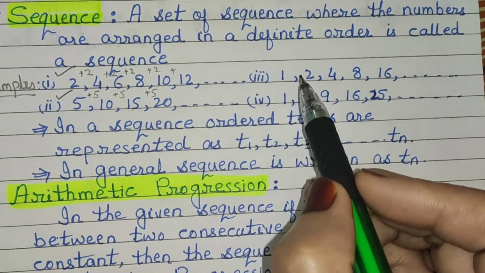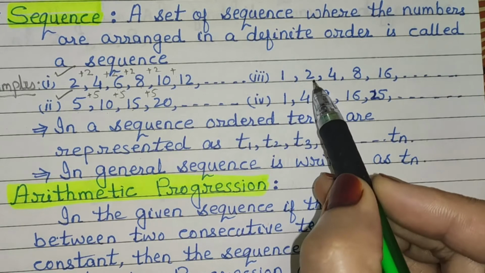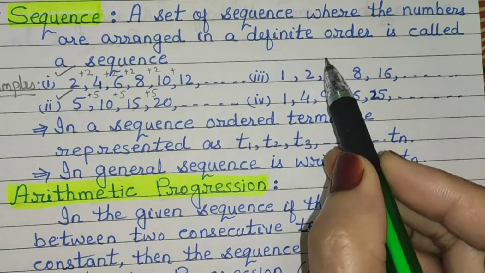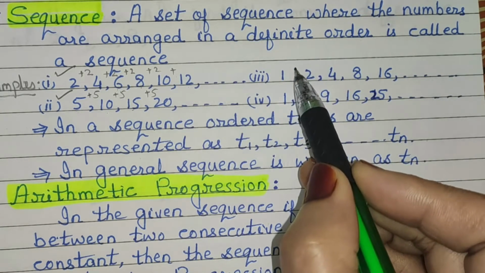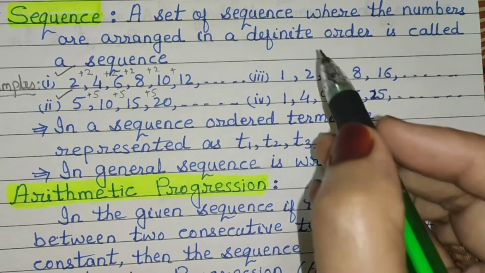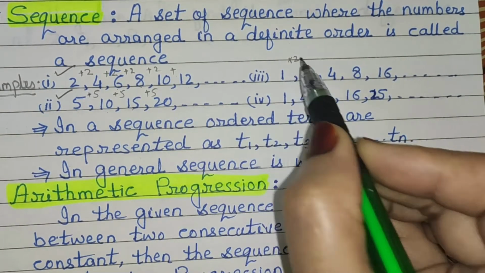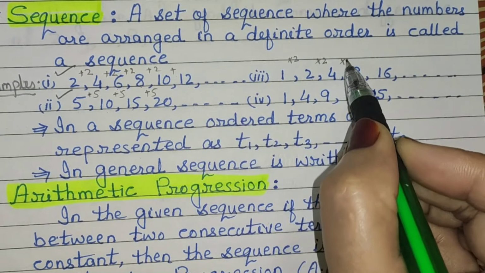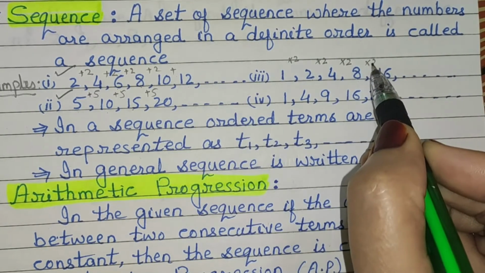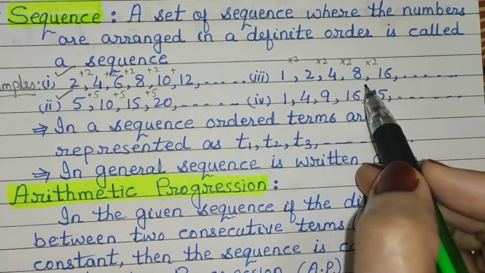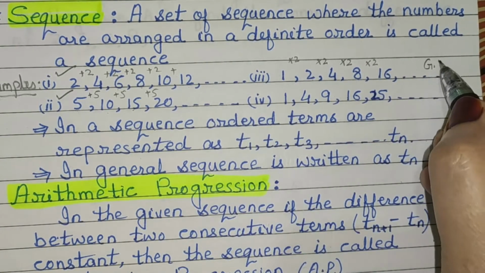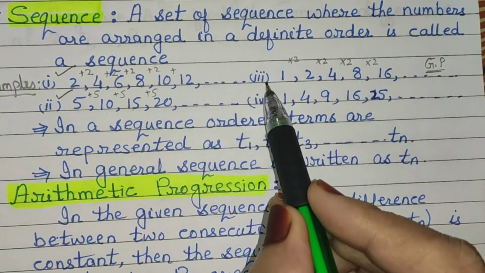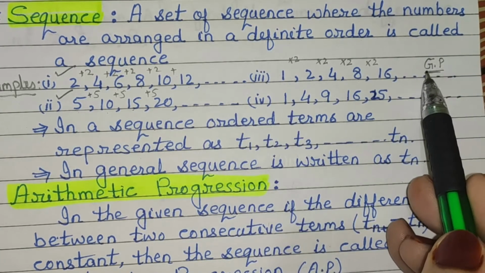Now look at the third one. Here 1 plus 1 is 2, 2 plus 2 we get 4. Now here we are adding 1 and here adding 2. Both are not the same. It is not constant. Now look here. If you multiply by the same number, means 1 into 2 is 2, 2 into 2 is 4, 4 into 2 is 8, and 8 into 2 is 16. So it is called GP, means geometric progression. It is not in the syllabus. It is not an AP, but it is in the form of GP, geometric progression.